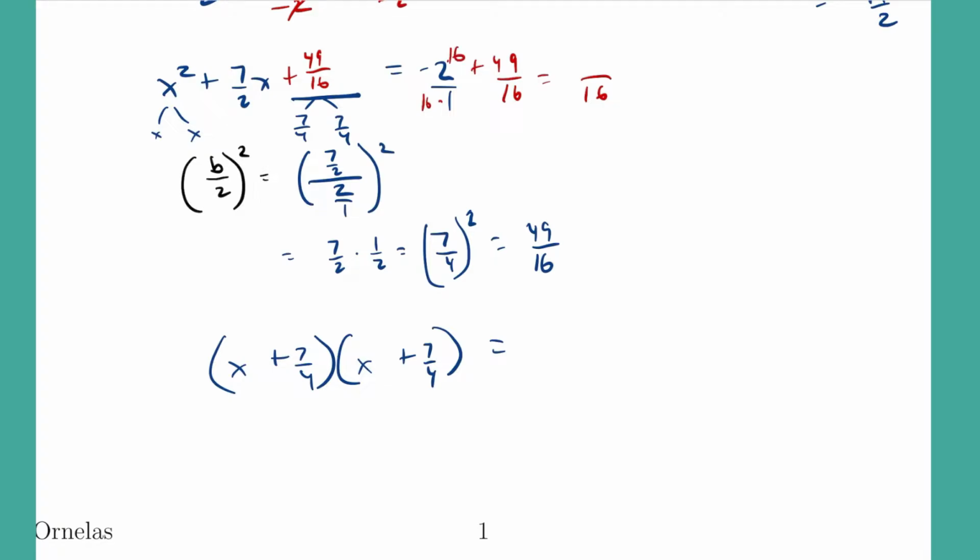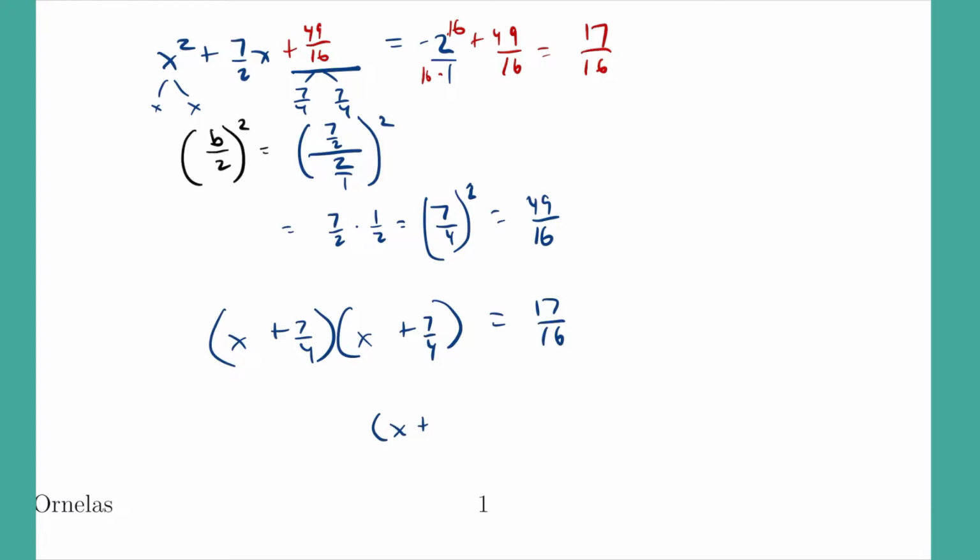Over here on the right side, we have to find a common denominator, which is 16. Multiply top and bottom by 16. You get negative 32 plus 49, which is 17. So we end up with 17/16. Rewriting this becomes x plus 7/4 to the second equals 17/16.